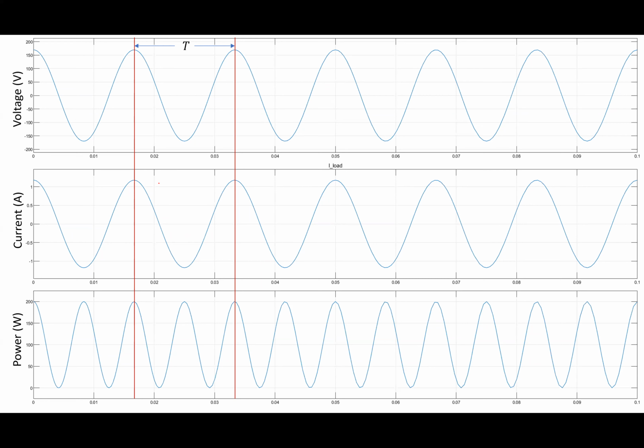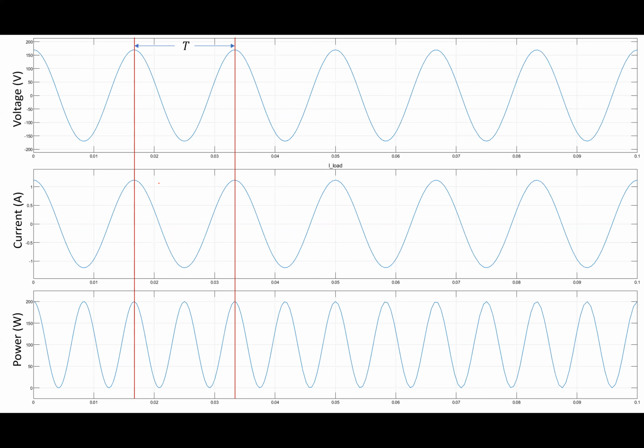Now the power, what would you say about the frequency of the power relative to the voltage? Twice the frequency. Yeah, it's doubled. I think that's what you said, Steve. It's twice that frequency.